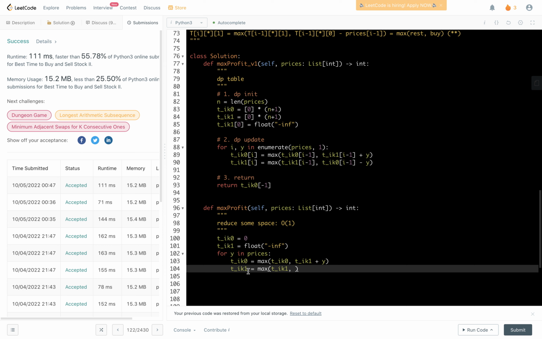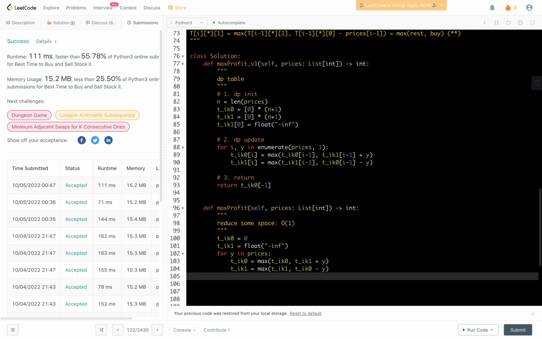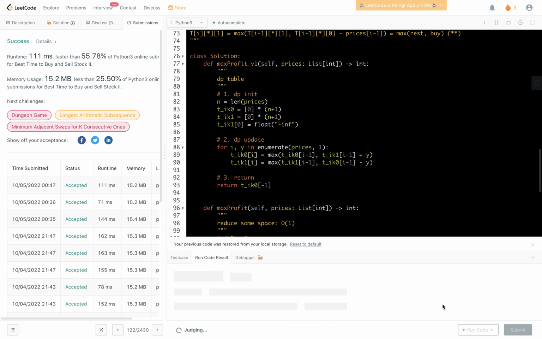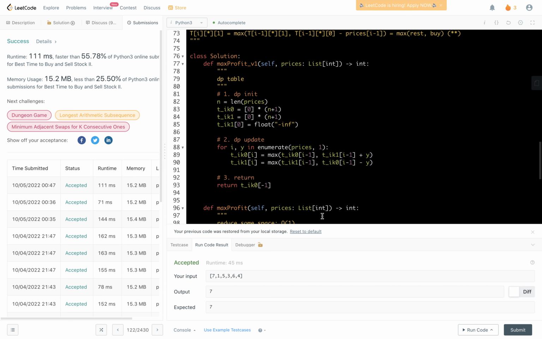Then we can update ti k 1, which is the max of its previous state, ti k 1. It means that the previous day has stock and we choose to rest at the current day. And then we can also choose to buy a stock, that is ti k 0, the previous state where we do not have stock, then we buy a stock. But if we buy stock, we pay some money, that is minus y. That actually finishes the iteration, which is in parallel with the DP update. Now we're ready to return the final state of ti k 0. With that said, this finishes the second format.